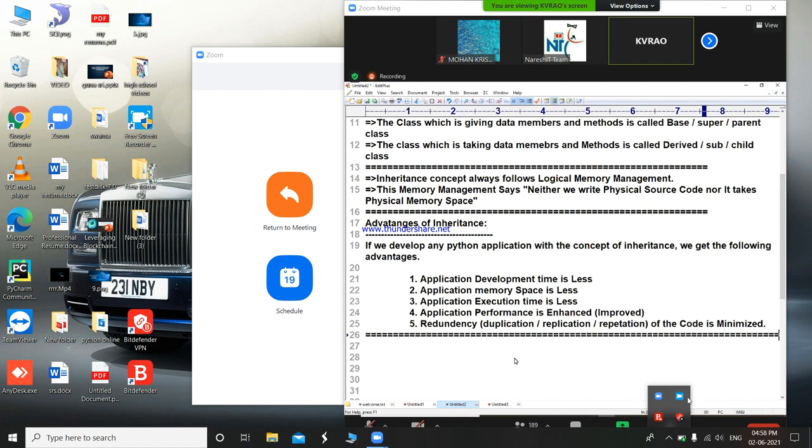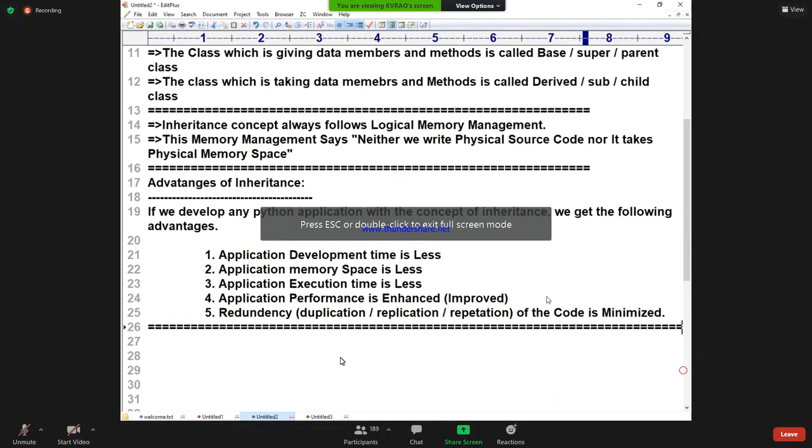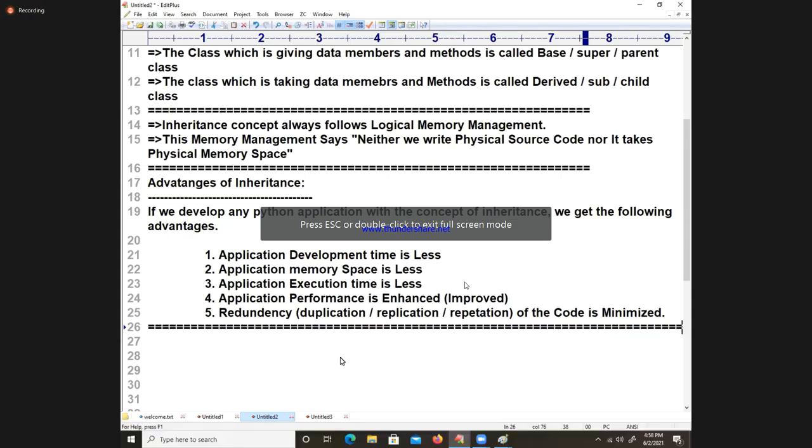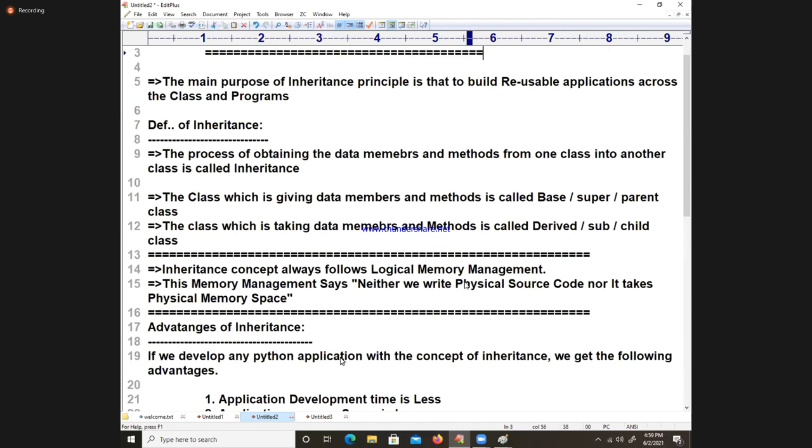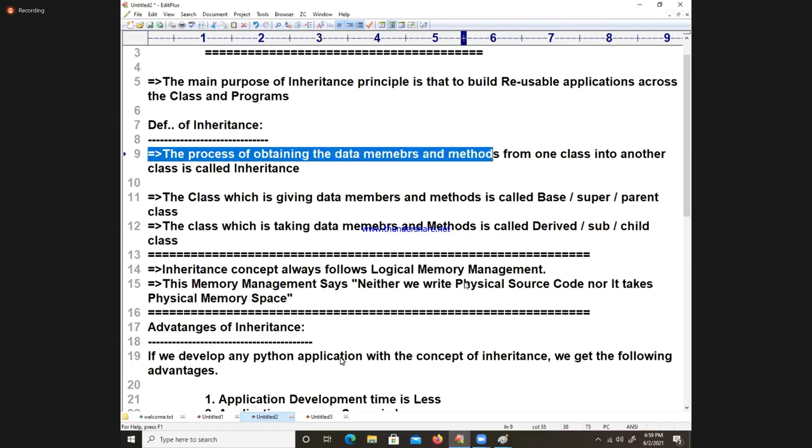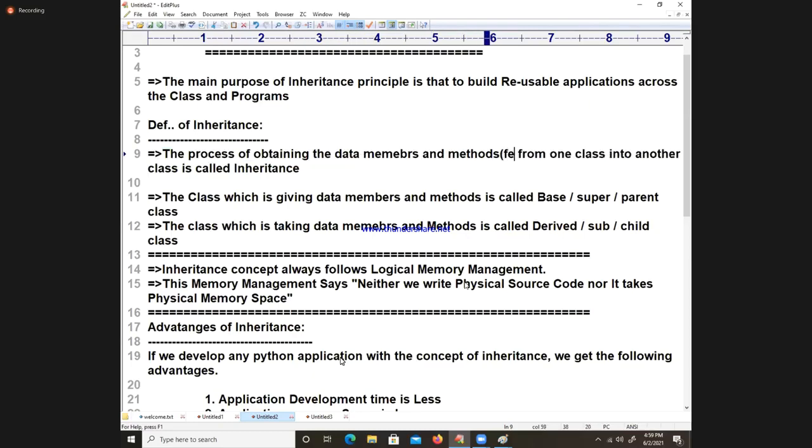The advantages of inheritance are completed. Let us go to the types of inheritances, dear student. Very, very simple. Now, see, how many ways are there to get the data members and methods? So, one more thing I want to write: data members and methods. See, once again, I will verify the definition. The process of obtaining the data members and methods is called features.